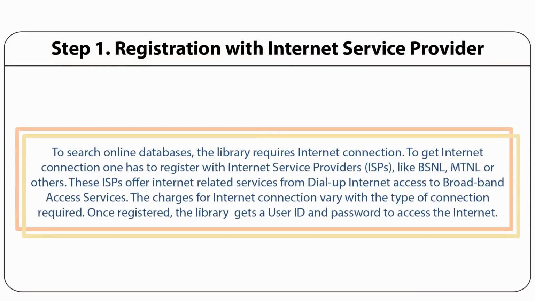Searching online databases. The library requires internet connection. To get internet connection, one has to register with internet service providers like BSNL, MTNL, or others. These internet service providers offer internet-related services from dial-up internet access to broadband access services. The charges for internet connection vary with the type of connection required. Once registered, the library gets a user ID and password to access the internet.